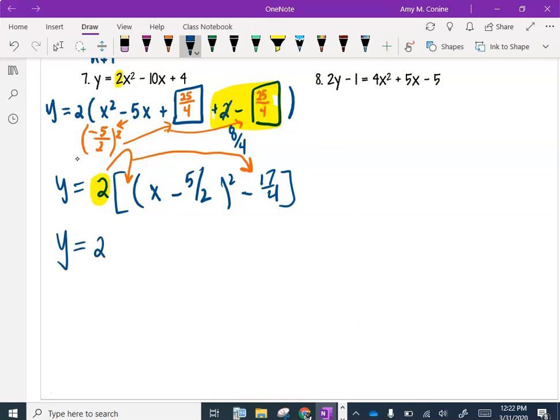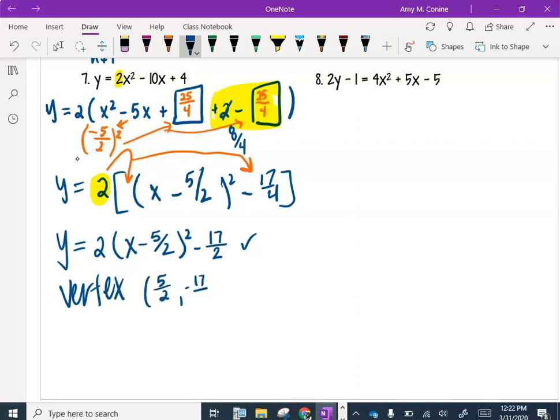So now the 2 sits outside the x minus 5 over 2 squared. And then 2 times negative 17 over 4 actually simplifies to 17 over 2. And now that's in vertex form. That's what we want. Because now I can tell you by looking at it that my vertex is 5 over 2, comma, negative 17 over 2.